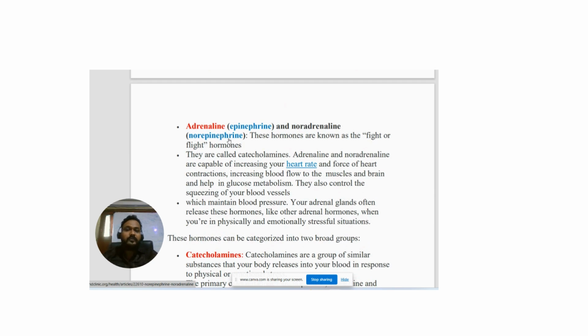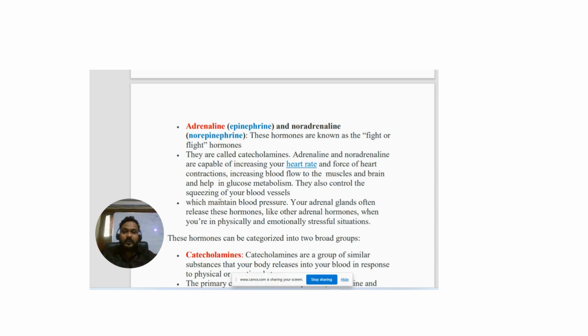Adrenaline, this hormone is very important. It's also called epinephrine. Noradrenaline is called norepinephrine. These hormones, also known as fight and flight hormones, are released in a stressful situation for better handling. They are catecholamines. Adrenaline and noradrenaline are capable of increasing the heart rate, the force of heart muscle contraction, increasing the blood flow to the muscles and brain, and they help in glucose metabolism.